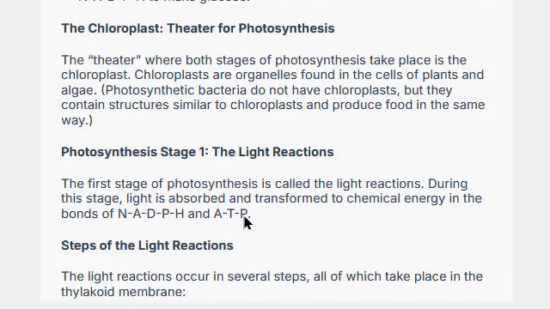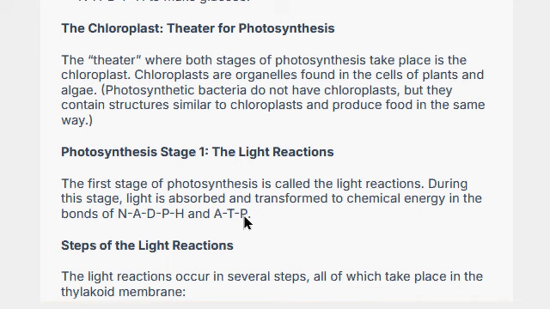The chloroplast, theater for photosynthesis. The theater where both stages of photosynthesis take place is the chloroplast. Chloroplasts are organelles found in the cells of plants and algae. Photosynthetic bacteria do not have chloroplasts, but they contain structures similar to chloroplasts and produce food in the same way.